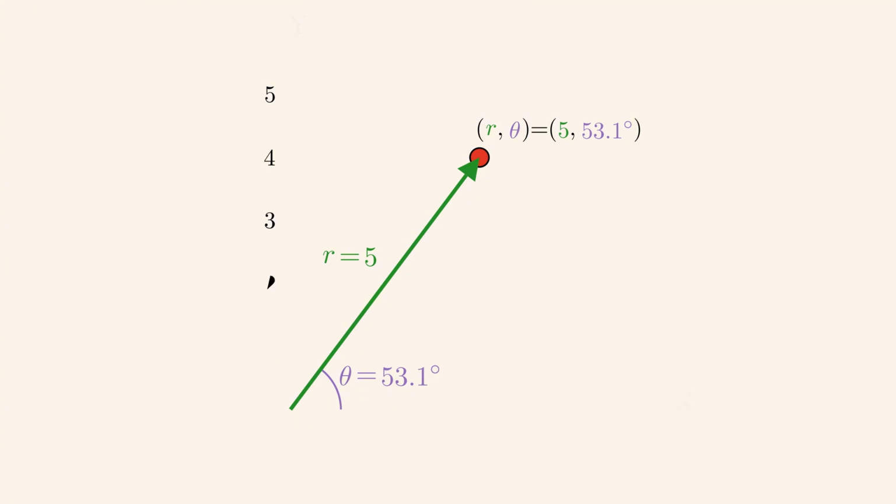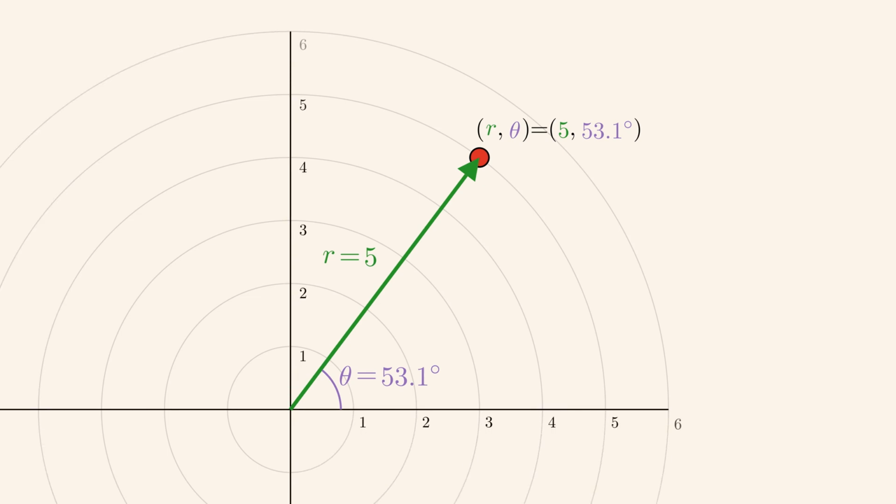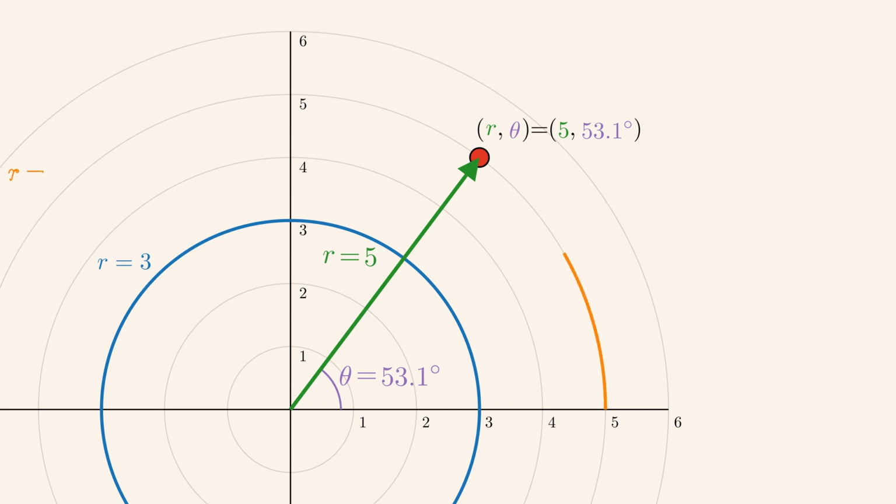Let's clear away the Cartesian plane. In its place, we'll introduce our polar plane, which is made up of concentric circles. This blue circle represents r equals 3, meaning that any point located on this circle is 3 units away from the origin. This orange circle represents r equals 5, and that's why our red point sits on it.